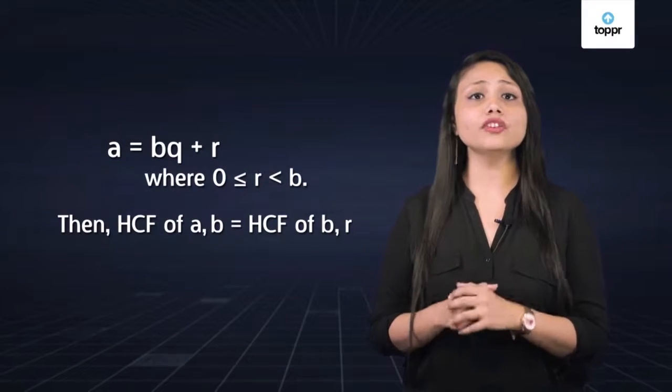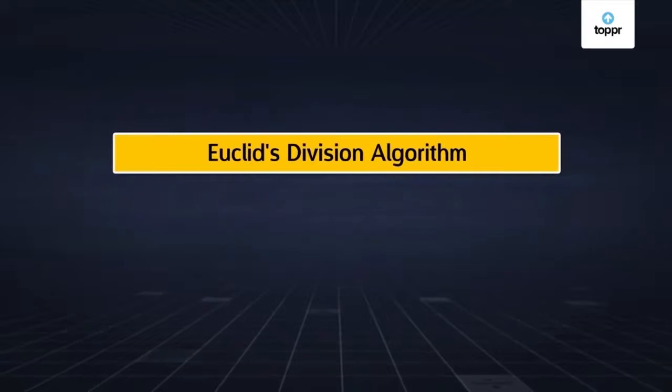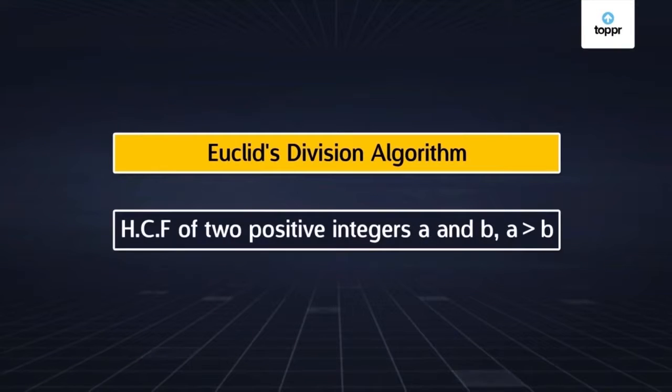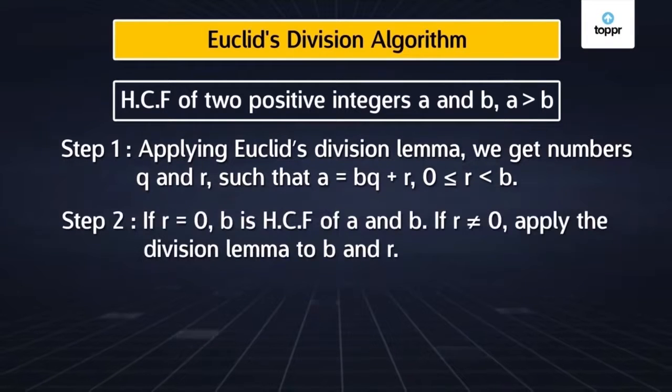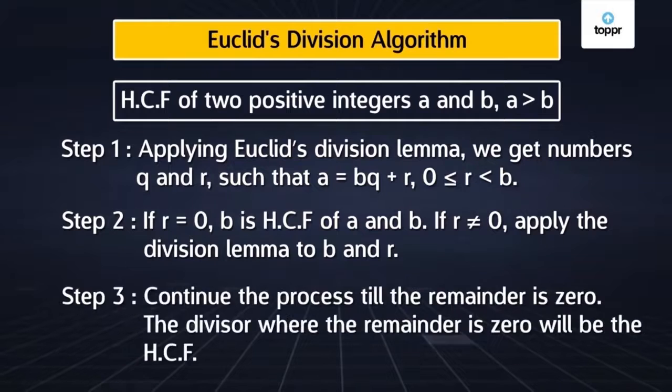Let us now discuss the general procedure to find the HCF of any positive integers, say A and B, where A is greater than B. Using Euclid's division lemma, we can write A is equal to BQ plus R, where R is greater than or equal to 0 and less than B. If the value of R is 0, then B is the HCF of A and B. If the value of R is non-zero, apply the division lemma to B and R. Continue the process till the remainder is 0. The divisor where the remainder is 0 will be the HCF.